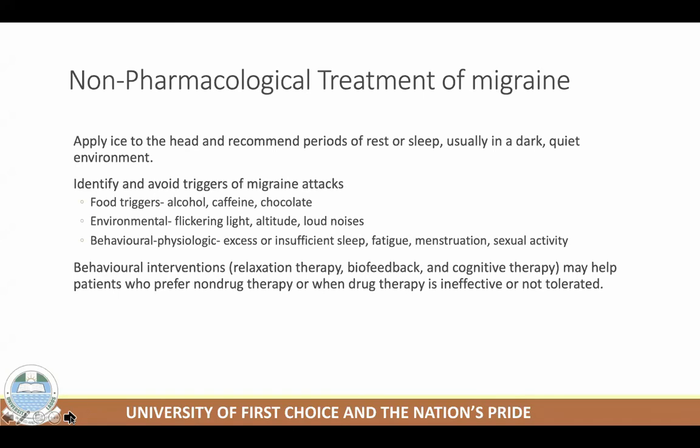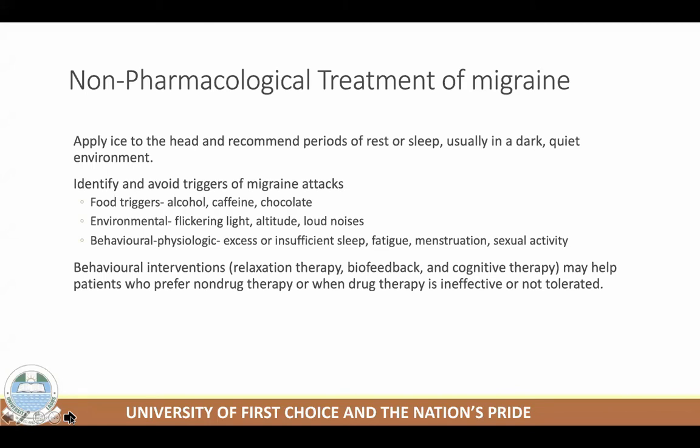Food triggers to avoid include alcohol, caffeine, chocolate, fermented and pickled foods. Monosodium glutamate is a serious food trigger for certain patients. Foods that also contain nitrates, like processed meat, like ground beef, can also trigger headaches. Saccharin for some patients as well. Foods that contain saccharin can trigger headaches.